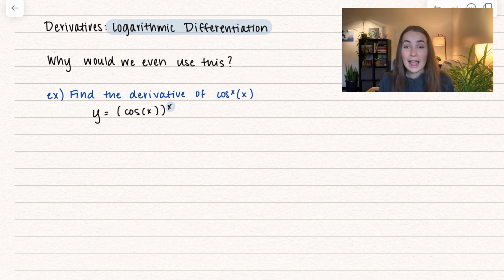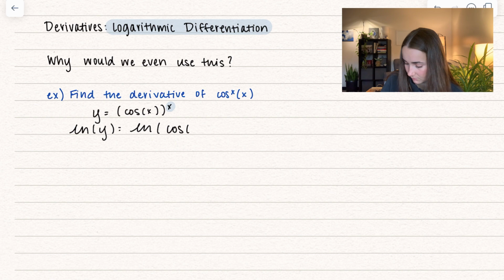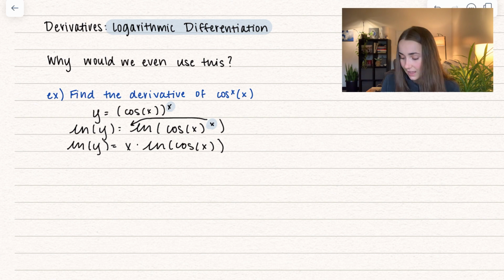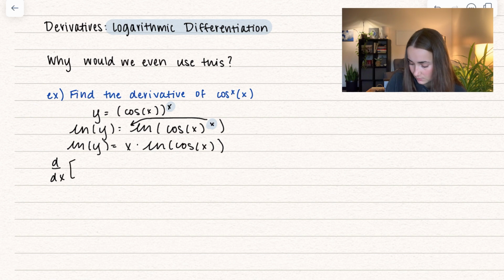In order to get it out, we're going to take the natural log of both sides, so you'll see why. The purpose of taking the natural log is to use the natural log rules, which tell us that we can take anything that's in the exponent and bring it to the front. The purpose of doing this is that now we can take the derivative. So I'm going to go ahead and take the derivative of both sides in terms of x.